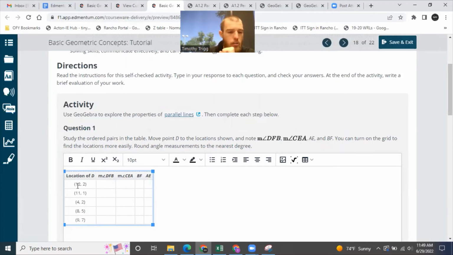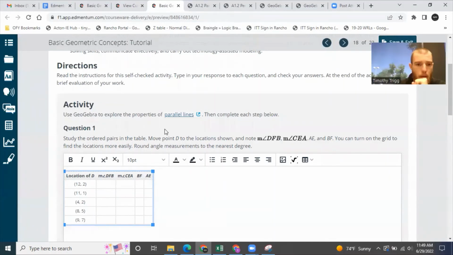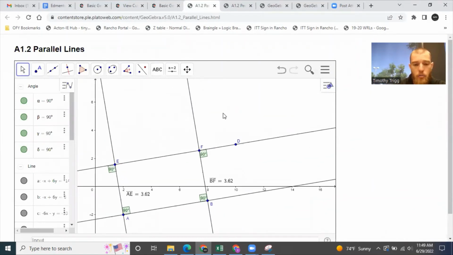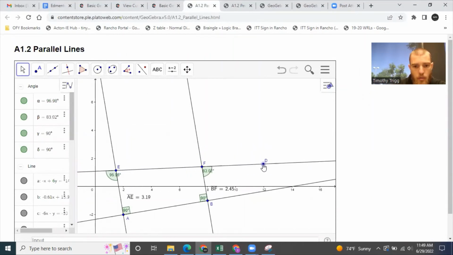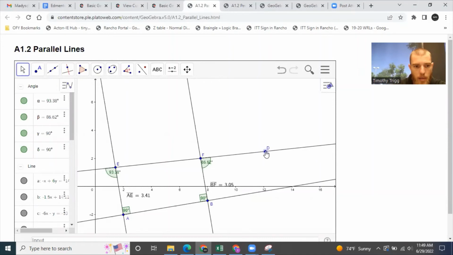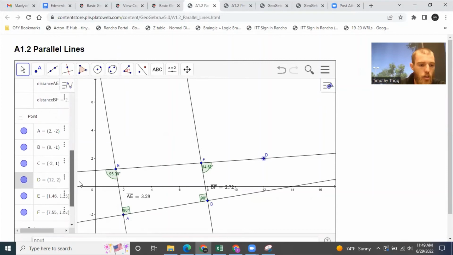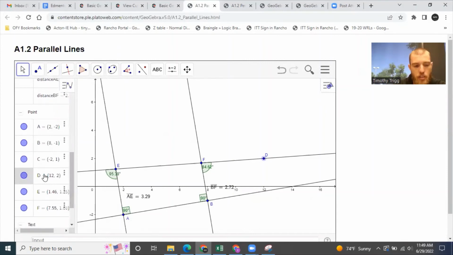Okay, so let's move point D to 12,2. Okay, so 12,2, we're gonna move point D. So you're gonna make sure you have the arrow tool selected, and we're gonna move to 12,2. So that should be right there. You can make sure you're in the right spot because you can see 12,2 here.